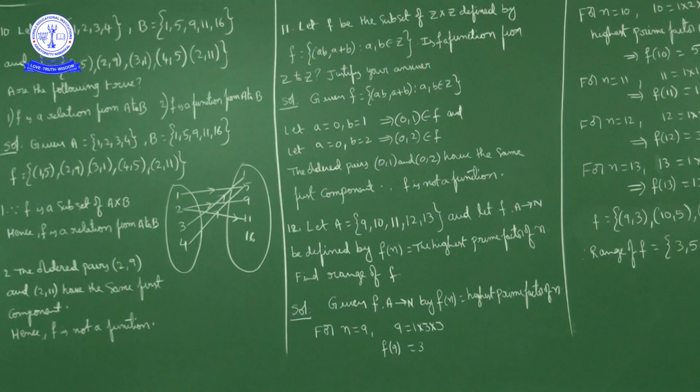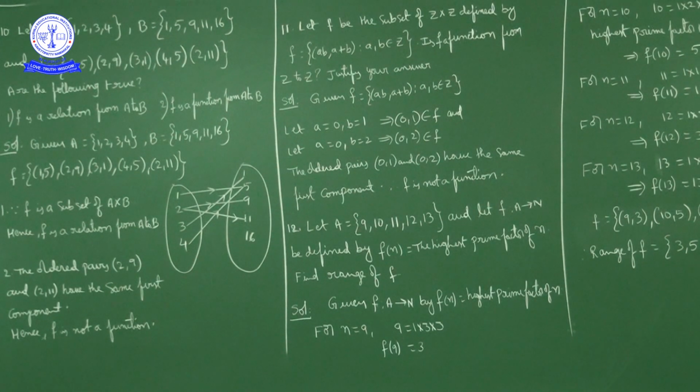My relation is a function if every element of the domain is mapped to exactly one element in the codomain. But here the element 2 in the domain is mapped to more than one element. 2 is mapped to 9, 2 is mapped to 11. So this relation is not a function. This is a relation, but it is not a function. Why is it a relation? Because it is a subset of the Cartesian product A and B. It is not a function because one element in the domain is mapped to more than one element in the codomain. 2 is mapped to 9 and 2 is mapped to 11. So this relation is not a function. Okay, next question.